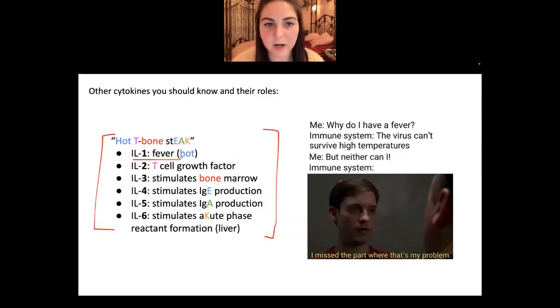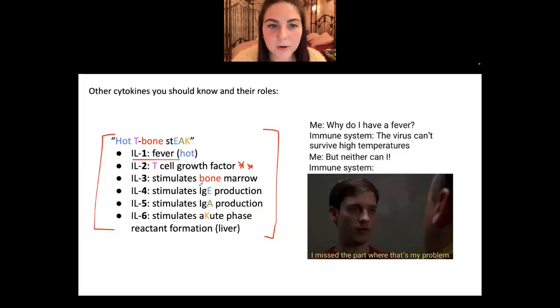IL-1 induces a fever. Again, these cytokines do other things, but this is the main thing each is associated with. IL-1 also upregulates CAMs, but First Aid's way of helping you remember it is that IL-1 induces a fever, so that's hot. IL-2 is called T cell growth factor. If you want more T cells in the area, you can release IL-2 and T cells will generate even more from the bone marrow. So they call it T cell growth factor.